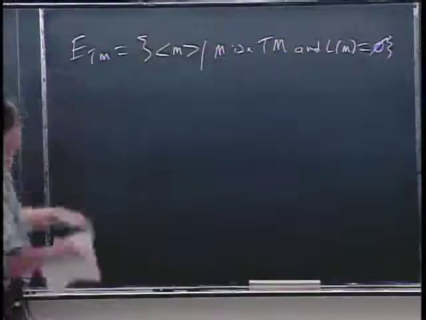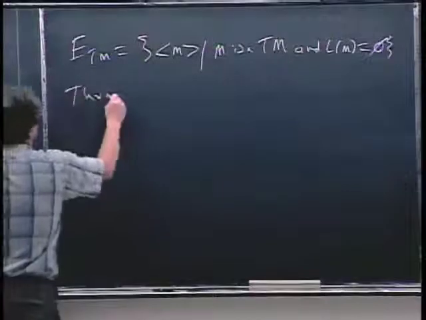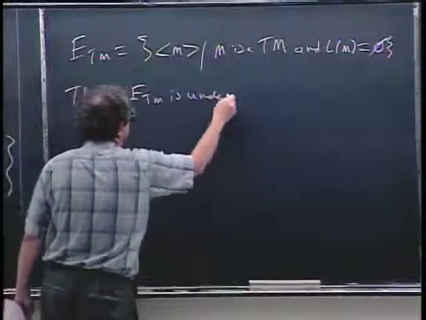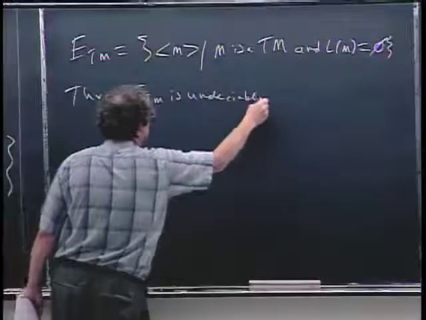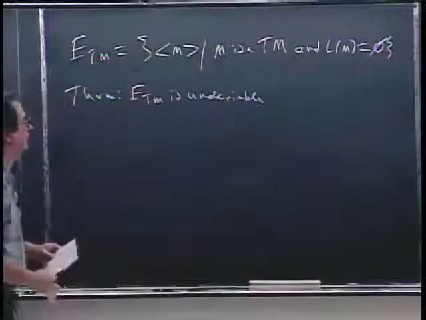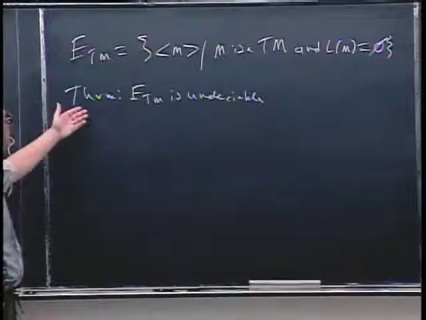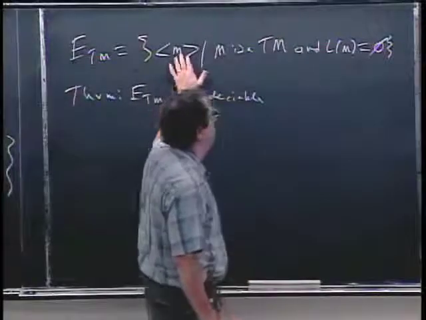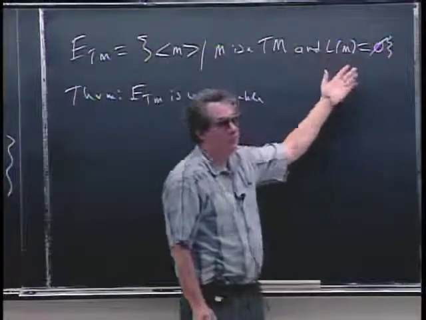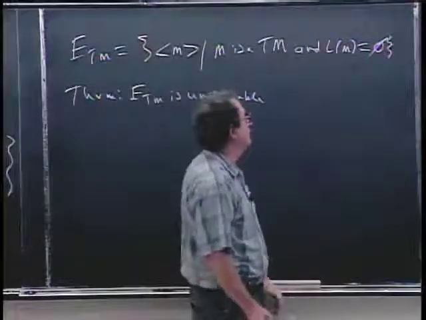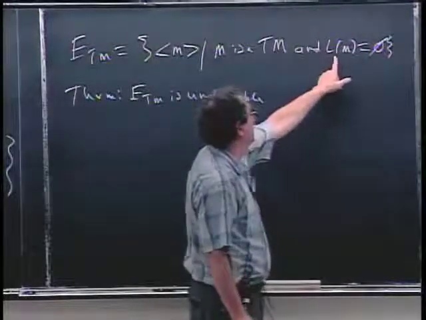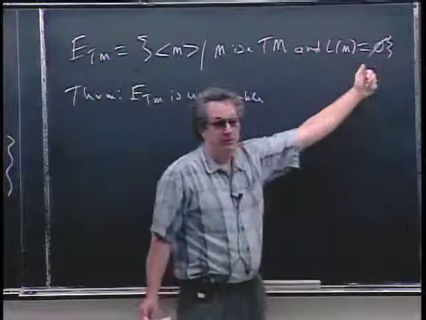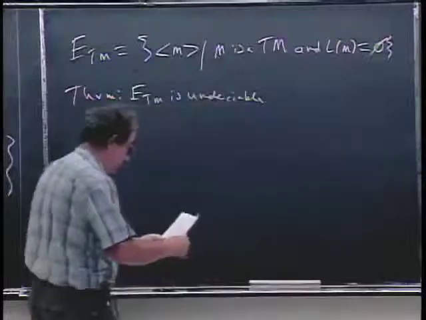But what this is saying is, no, ETM is undecidable. There's no Turing machine that can take in an arbitrary description of another Turing machine and decide whether or not, maybe it's the not part that makes it more difficult, that Turing machine accepts the empty language. Okay, so let's do the proof of that.